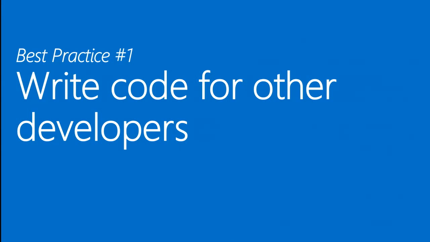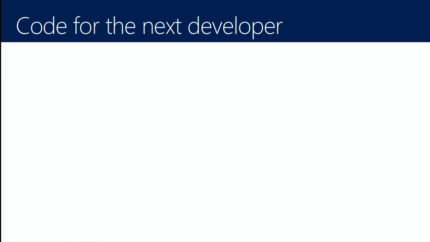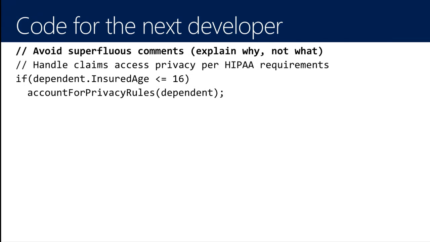One that popped up was write code for other developers. So you want to code for the next developer. Someone pointed out, explain why, not what, when you're commenting. In this example, you're explaining that you're trying to handle HIPAA requirements, not, if the insured age is less than 16, that's not a good comment.